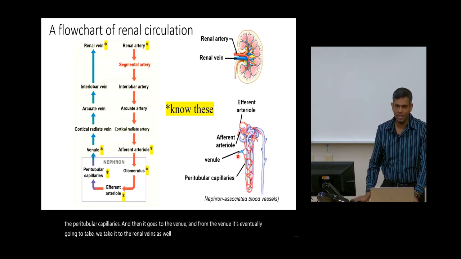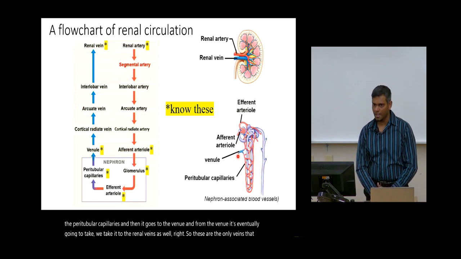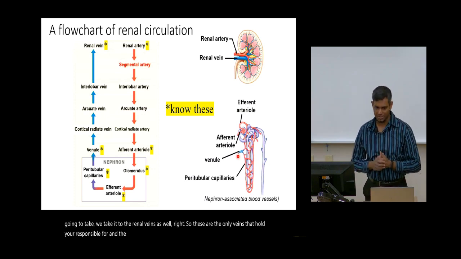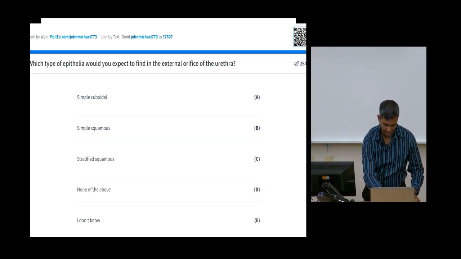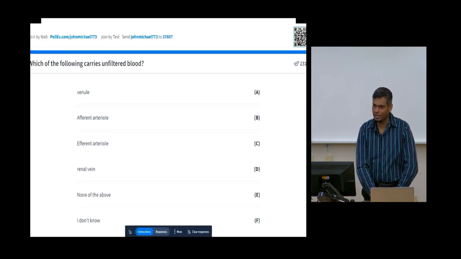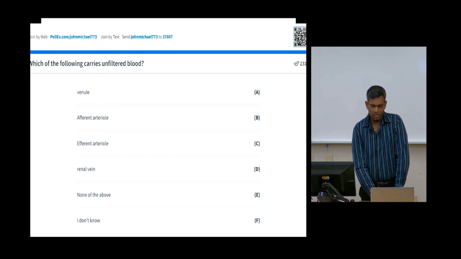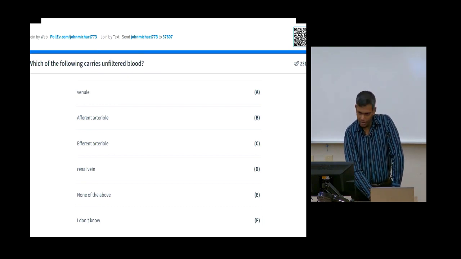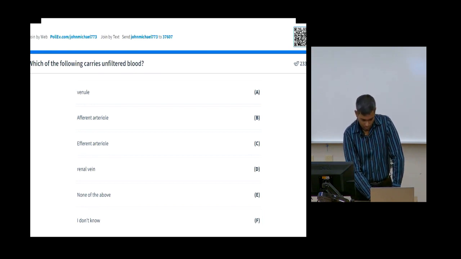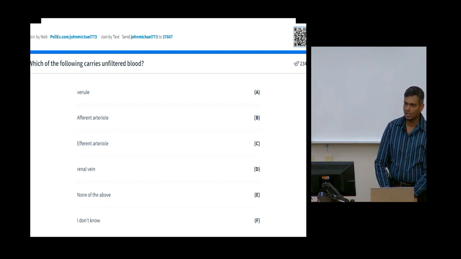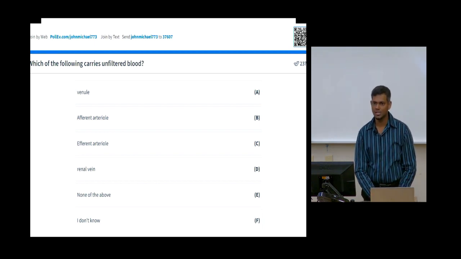So these are the only names I'll hold you responsible for, and the reason I want you to know these names is so that you could answer a poll everywhere question like this, right? Which of the following carries unfiltered blood? Is it the venule, the afferent arteriole, efferent arteriole, the renal vein, or none of the above? Which carries filtered blood? This is a fair question. Yes, you can answer it based on that picture given in that slide.